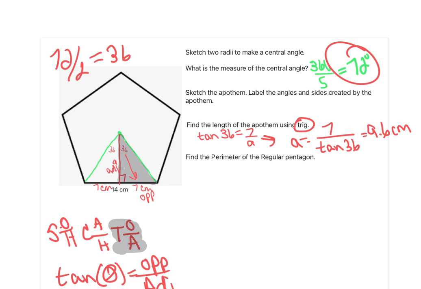Okay, and then the last thing we're going to want to be able to find is the perimeter. And again, this is a pentagon which has 5 sides. Each side is 14 centimeters. 14 times 5 is 70 centimeters. So we're going to have to use a little bit of trig. We're also going to use the Pythagorean theorem to find some side length and information as well, but we'll do an example of that later.